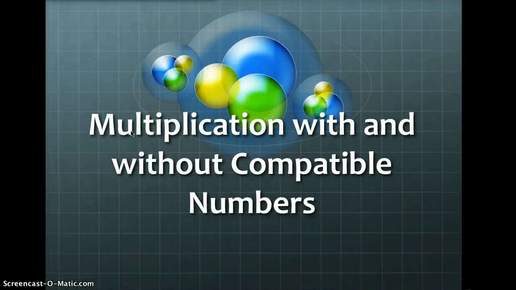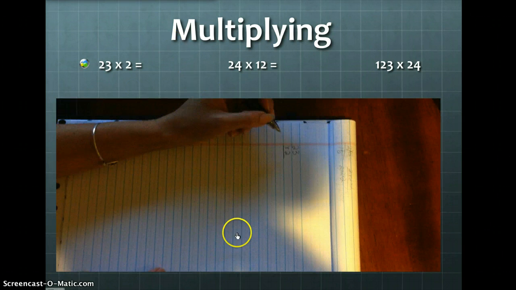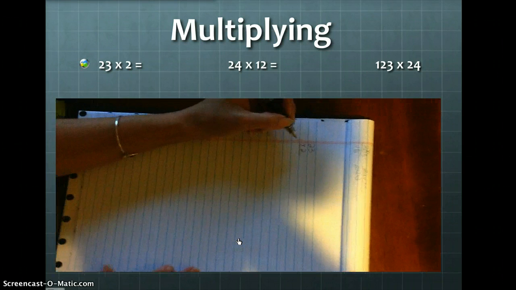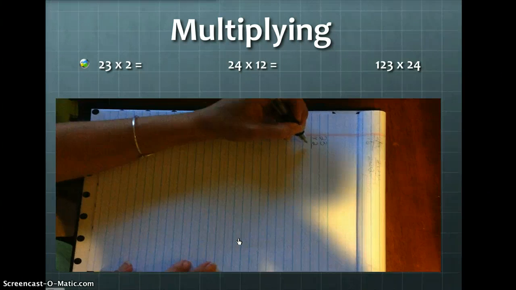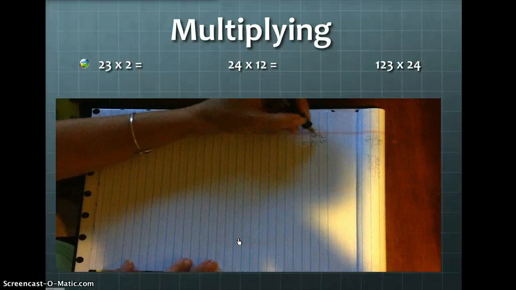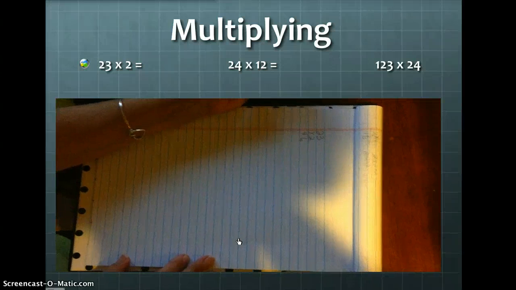We're going to look at multiplication with and without compatible numbers for estimating. All right, so first of all, let's just do a quick little review of multiplying. Okay, so let's review our multiplication by one digit. So first you're going to take 2 times 3 and you get 6, and then 2 times 2 and you get 4. So 23 times 2 is 46.